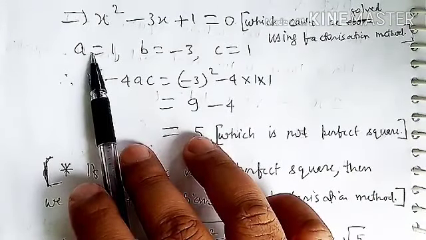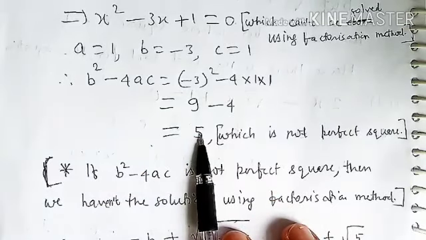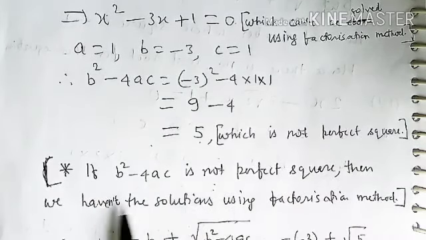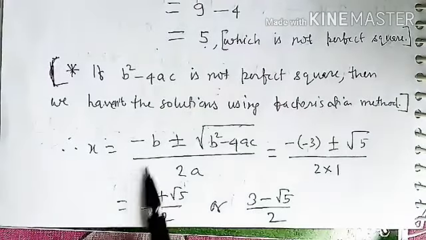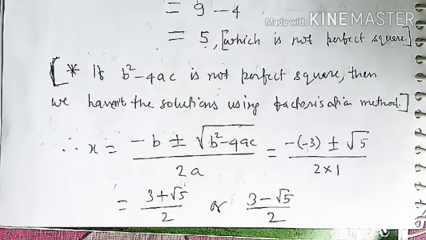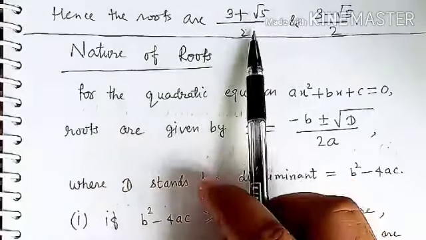Here a is 1, b is minus 3, c is 1. Then we have to apply the quadratic formula. Now we get b square minus 4ac is 5, which is not a perfect square. So we can say that if b square minus 4ac is not a perfect square, then we cannot find the solutions using the factorization method. Therefore, x is equal to minus b plus minus square root of b square minus 4ac, and we have roots that are irrational. So whenever b square minus 4ac is not a perfect square, then we have irrational roots and they exist in conjugate pairs, meaning the middle sign is changed, here plus, here minus. Hence, the roots are 3 plus root 5 by 2 and 3 minus root 5 by 2.